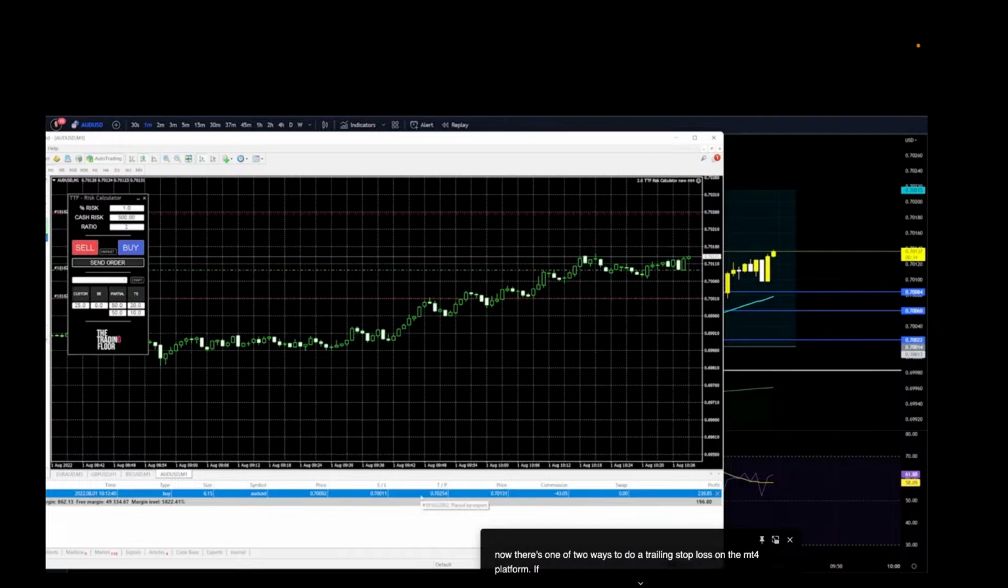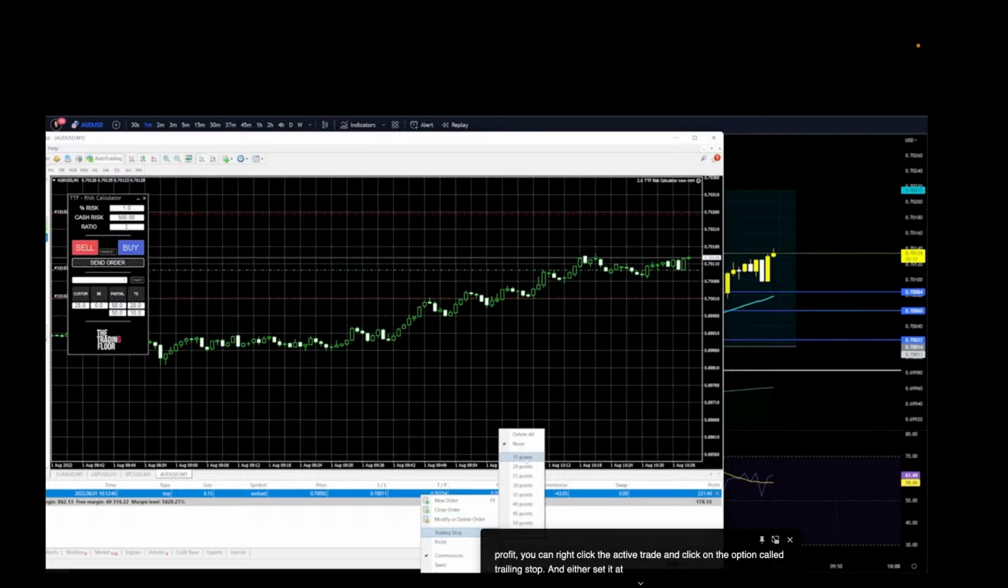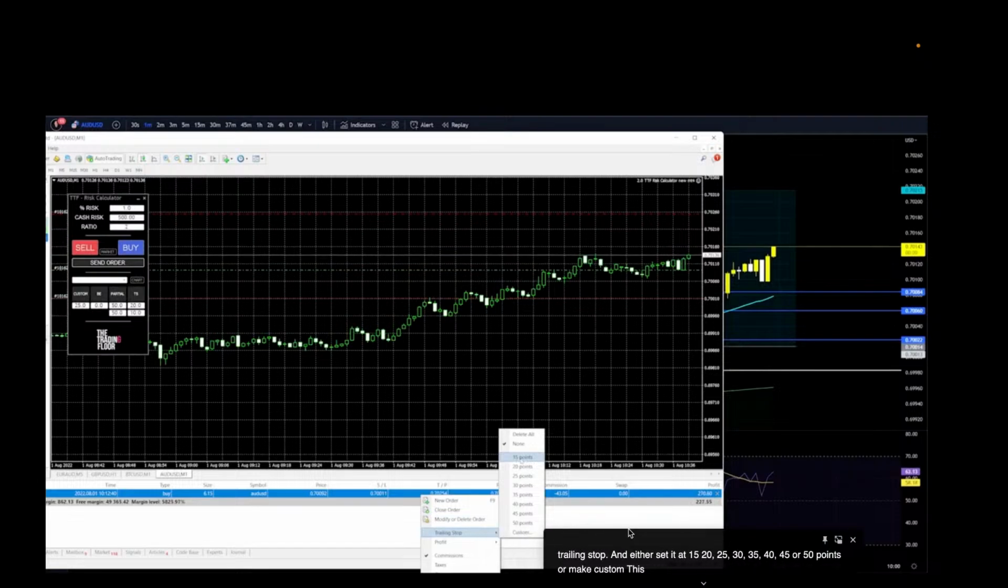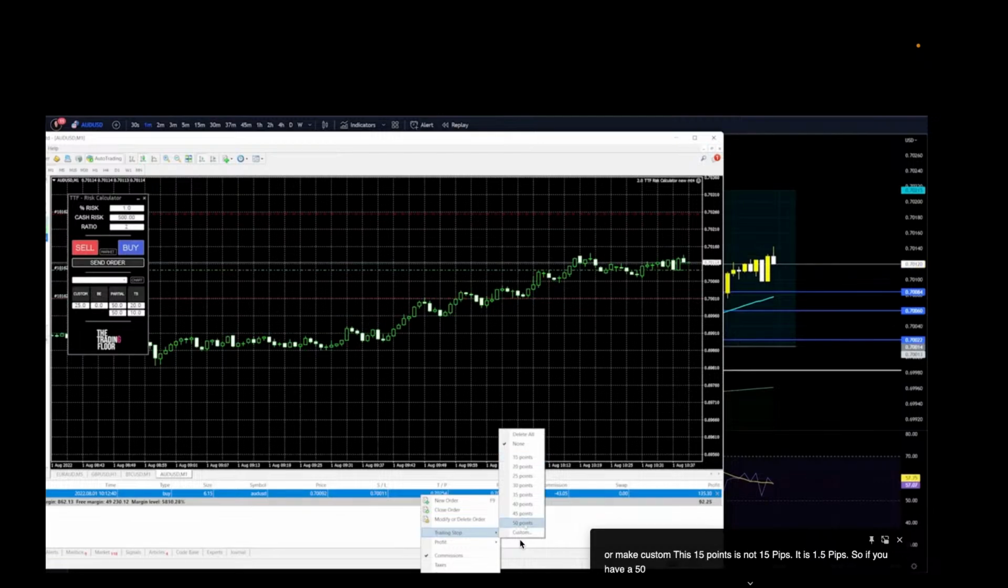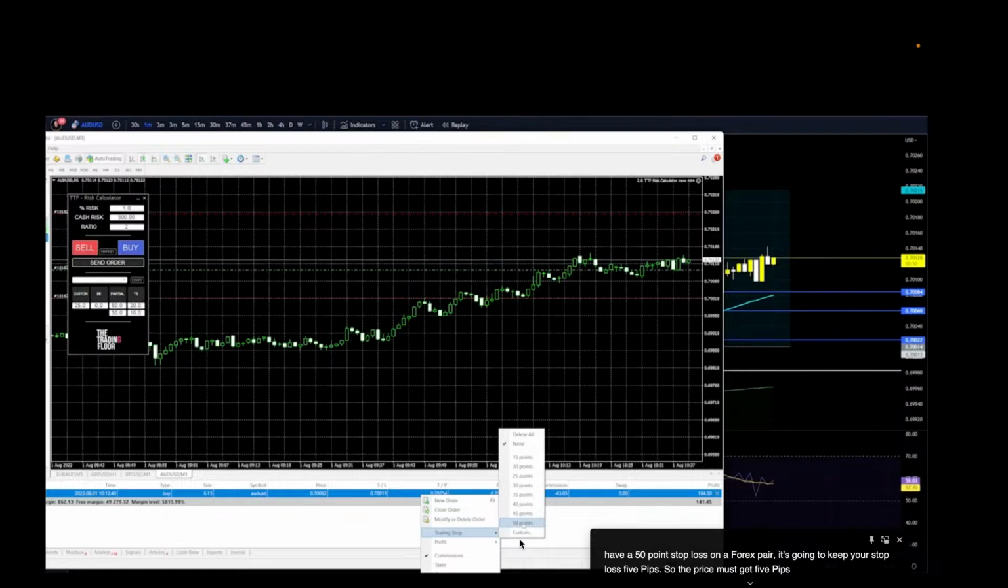If you already set your position with a stop loss and a take profit, you can right click the active trade and click on the option called trailing stop and either set it at 15, 20, 25, 30, 35, 40, 45, or 50 points or make custom. This 15 points is not 15 pips. It is 1.5 pips. So if you have a 50-point stop loss on a Forex pair, it's going to keep your stop loss 5 pips. So the price must get 5 pips above your entry price before it adjusts.